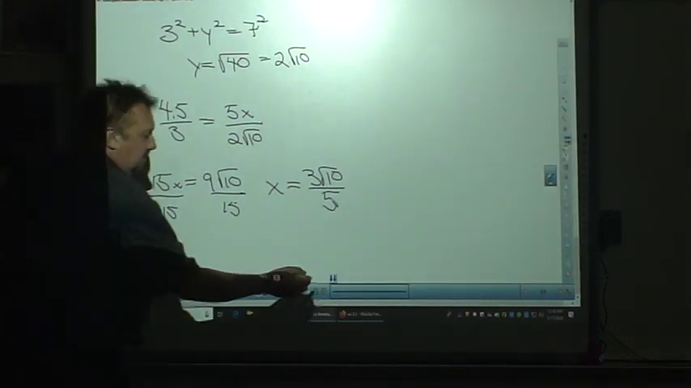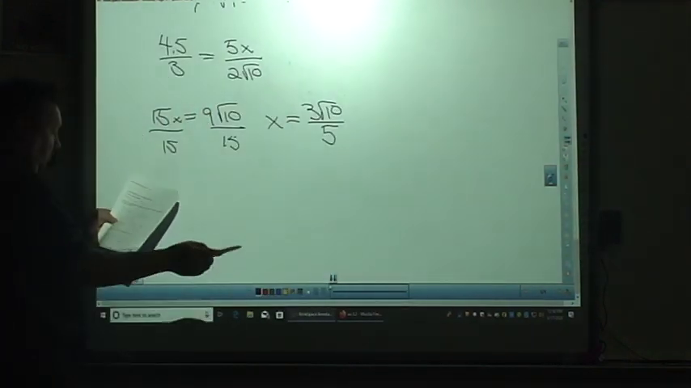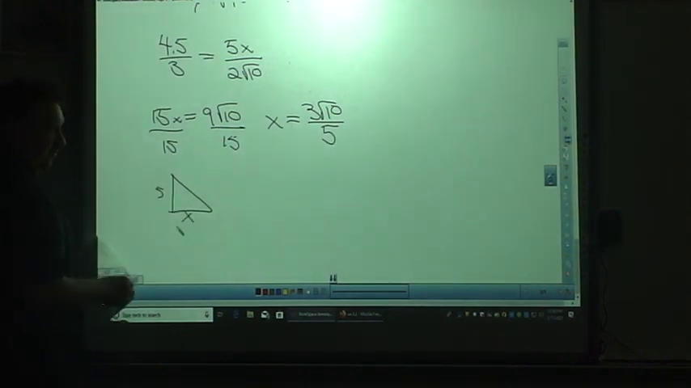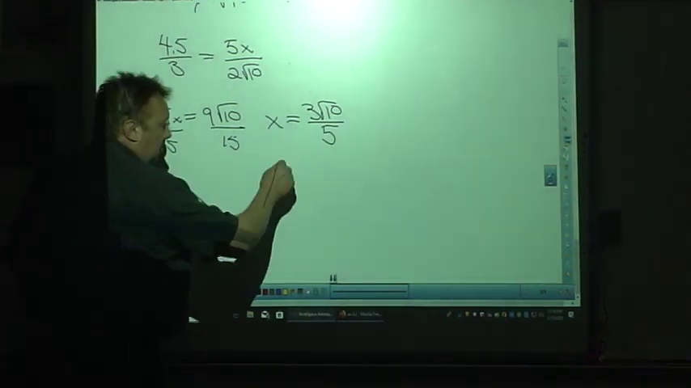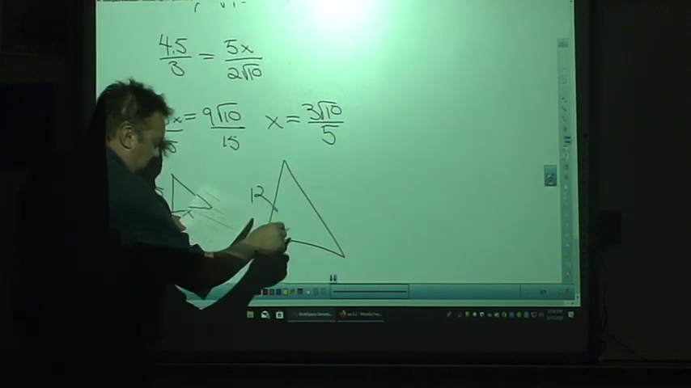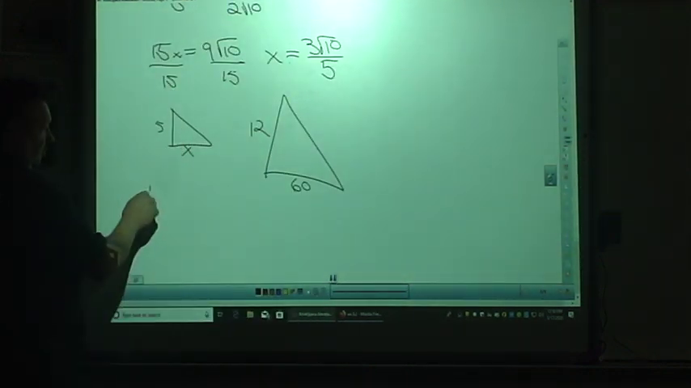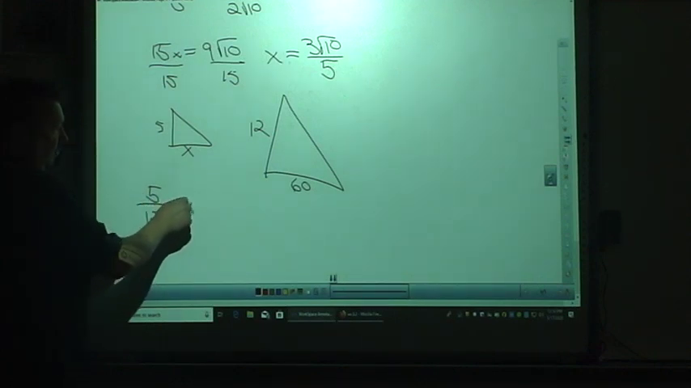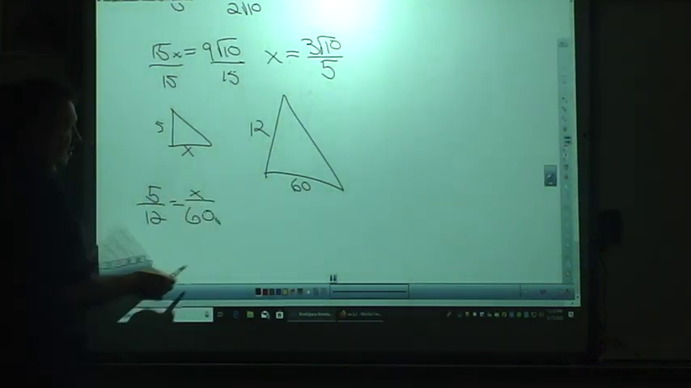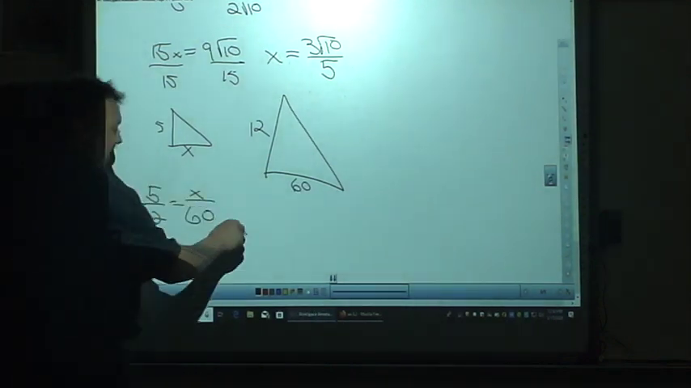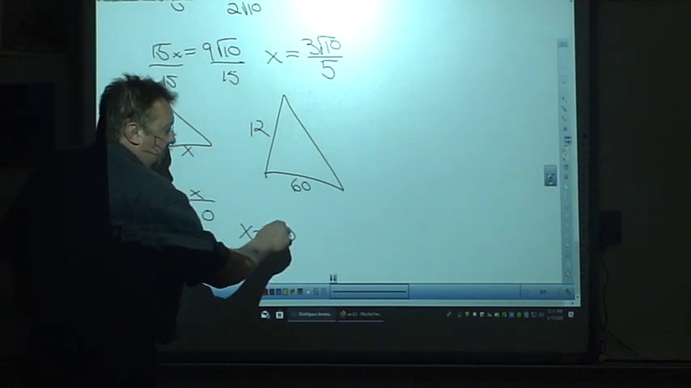For number 18, we have a small triangle, sides 5 and x. We have a big triangle with sides 12 and 60. 5 over 12 equals x over 60. This side is 12 because it's the entire side of that triangle. Cross multiply, and I'll get x equals 25.